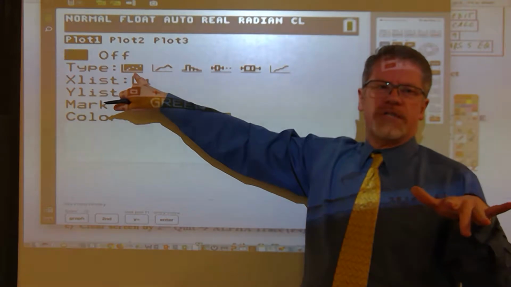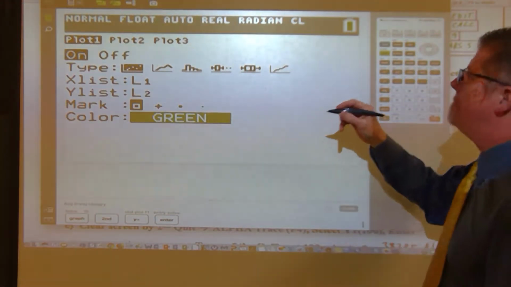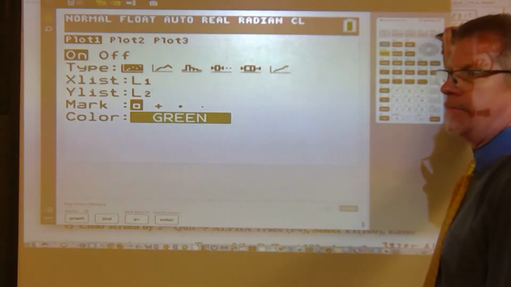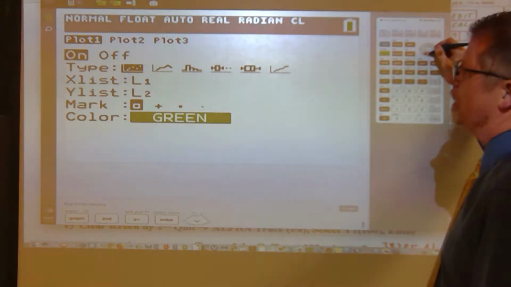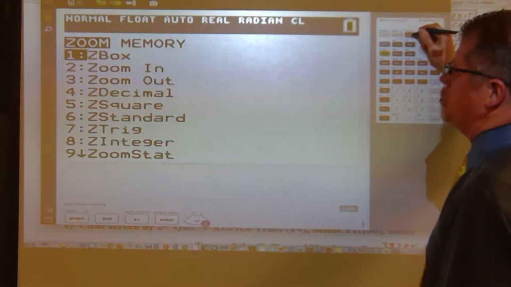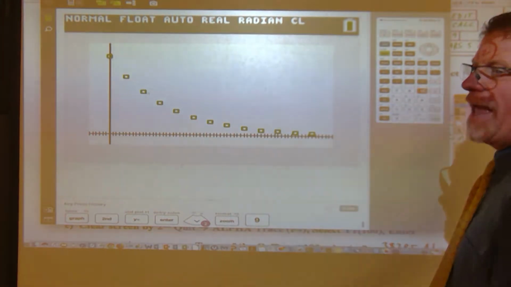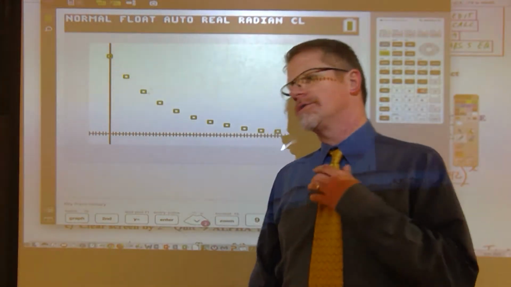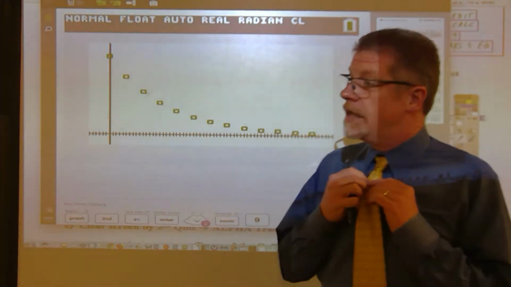Are there any other questions on how to get to the point where, yes, Anna? So how do you get from there to the graph? Hit Zoom 9. So Zoom 9, bam, there it is. Also known as blam. Yes, Anna, question?